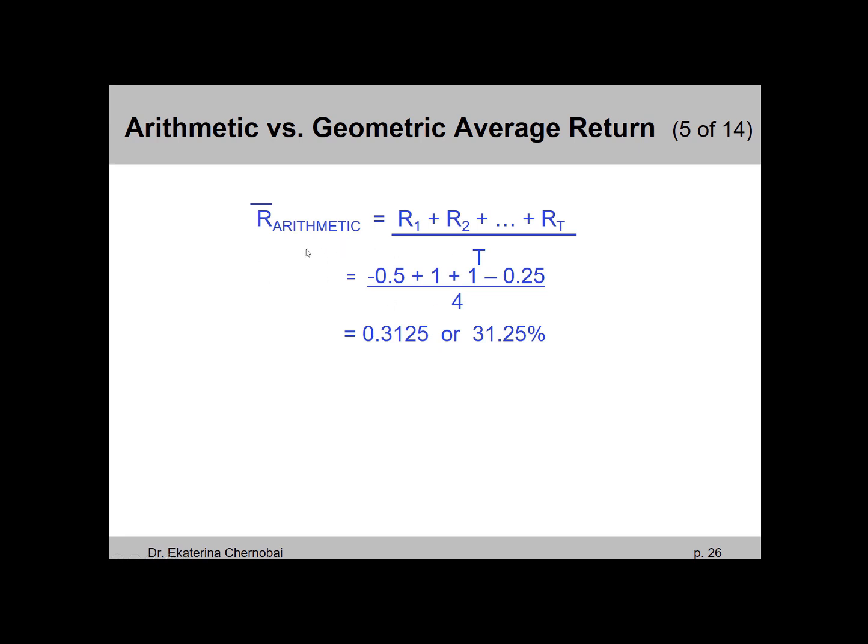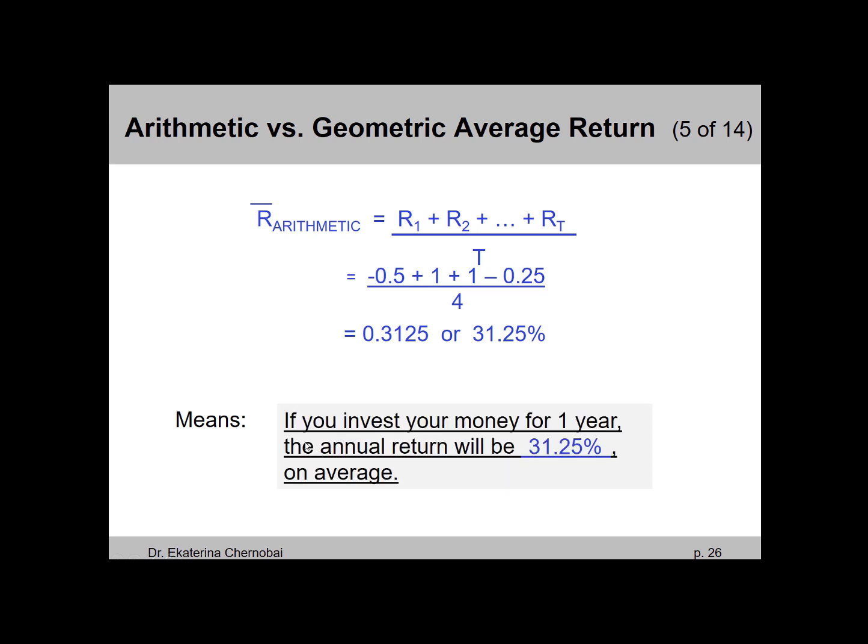What does the arithmetic average annual return tell us? It tells us that if you invest your money for just 1 year, whether you buy the share today and sell it a year later, or you buy it in 2 years and sell 3 years from today, the point is you buy and sell it 1 year later. If you do that, your annual return would be 31.25% on average, right?